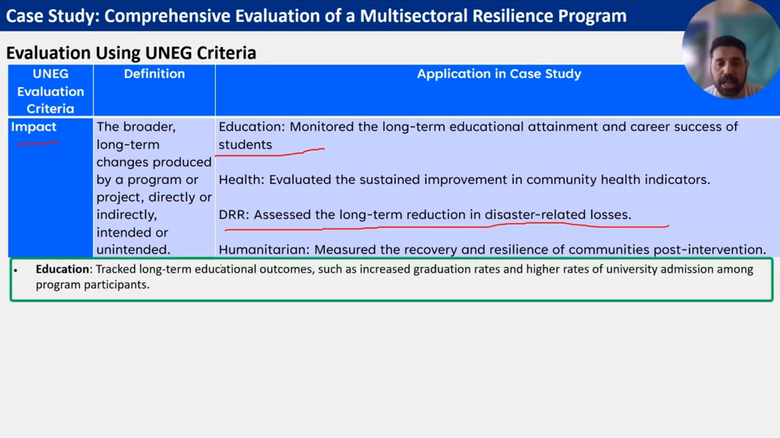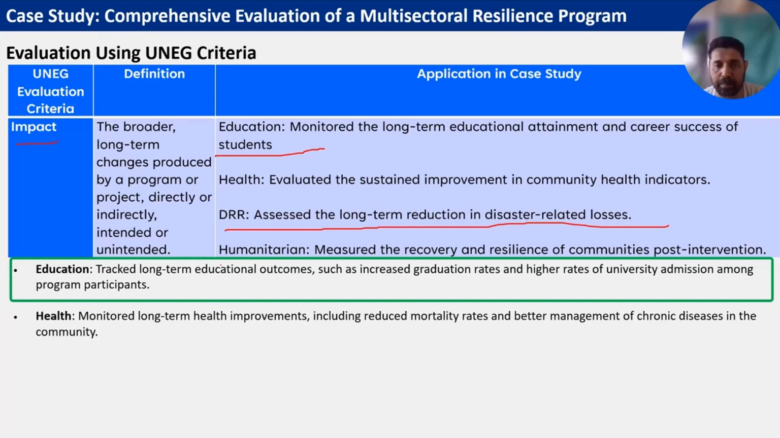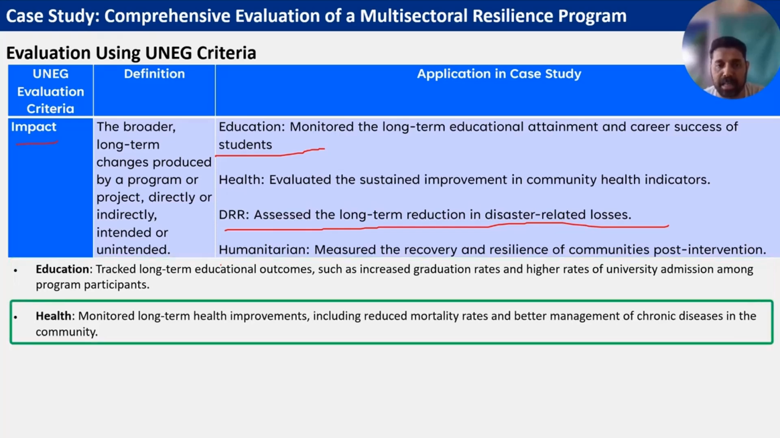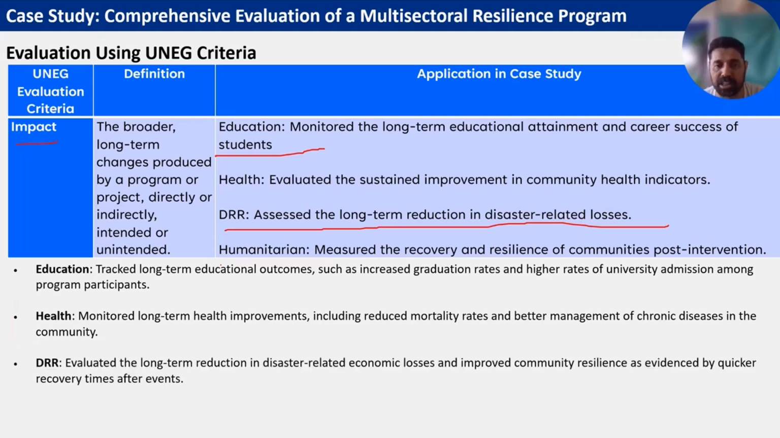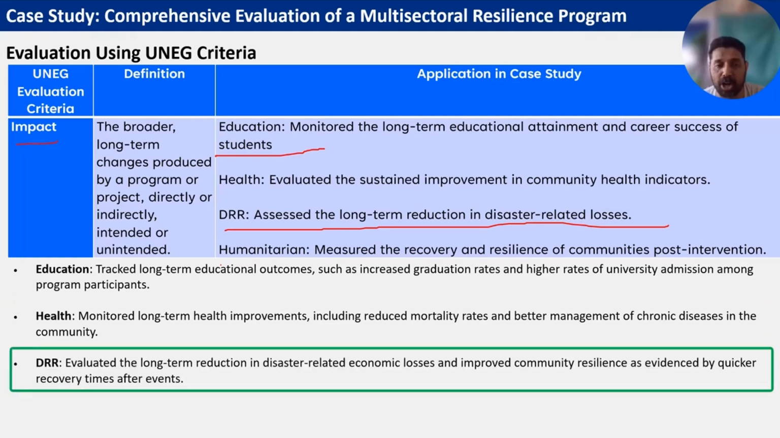Education tracked the long-term educational outcomes such as increased graduation rates and higher rates of university admission among participants. And health monitored long-term health improvements, including reduced mortality rates and better management of chronic disease in the community. And DRR evaluated the long-term reduction in disaster-related economic losses and improved community resilience as evidenced by quicker recovery time after events.